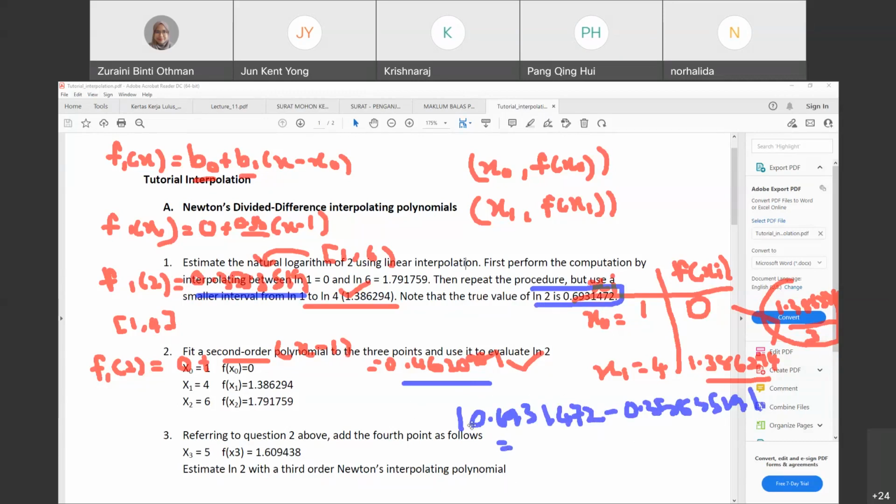And you have to compare this true value also, 0.69331472, dengan nilai hampiran ni, 0.4620981. Kena cari. Okey, berapa nilai yang kamu dapat? Okey, untuk yang pertama tu dapat berapa? Nanti kamu akan dapat bila kita tengok pun kat sini, ini ialah 0.35, yang ni lagi kecil kan nilai ni.